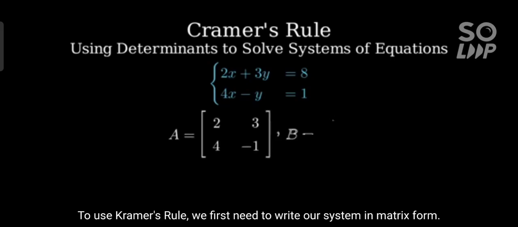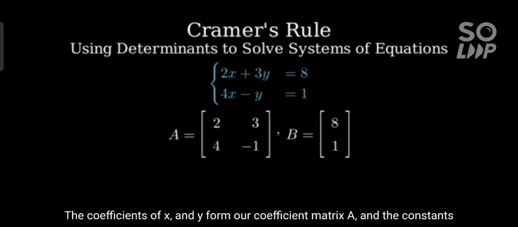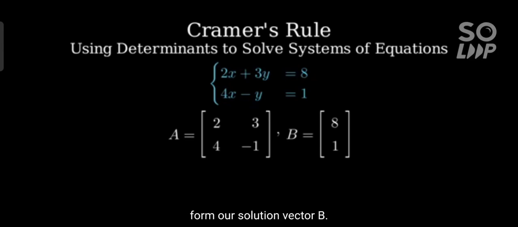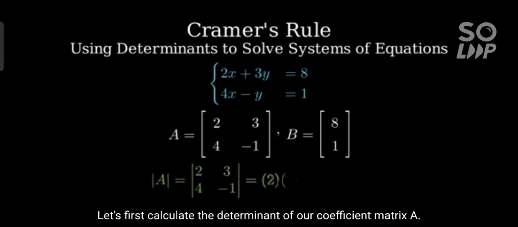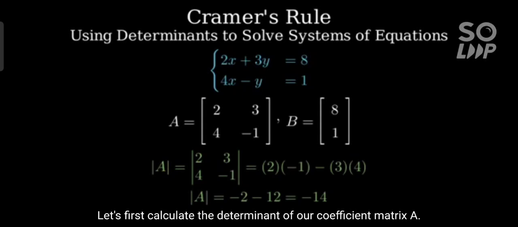To use Cramer's rule, we first need to write our system in matrix form. The coefficients of x and y form our coefficient matrix A, and the constants form our solution vector B. Let's first calculate the determinant of our coefficient matrix A.